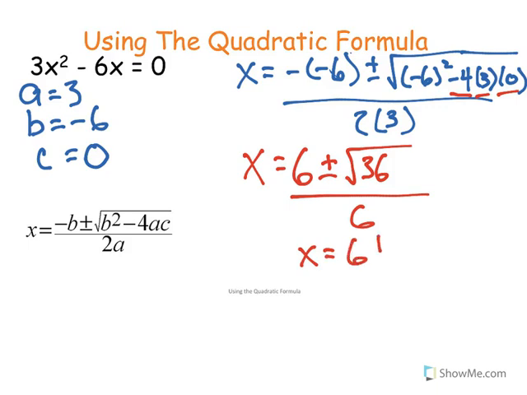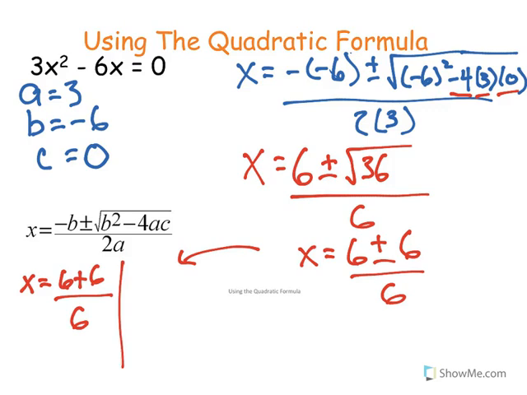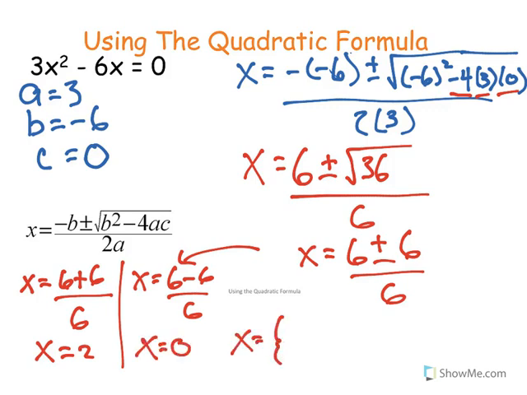So now I get 6 plus or minus, well, the square root of 36 is 6, divided by 6. So now I'm going to bring it over here, and I'm going to split it. I'm going to say one solution is x is equal to 6 plus 6, divided by 6. And one is that x is equal to 6 minus 6, divided by 6. So 6 plus 6 is 12, divided by 6 is 2. And 6 minus 6 is 0, divided by 6 is 0. So one solution is 0, and one solution is 2.